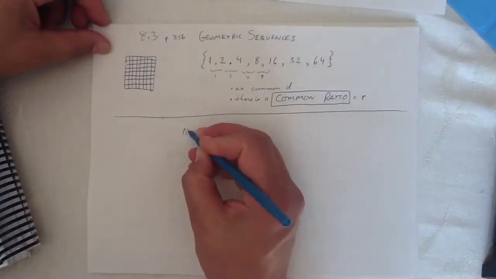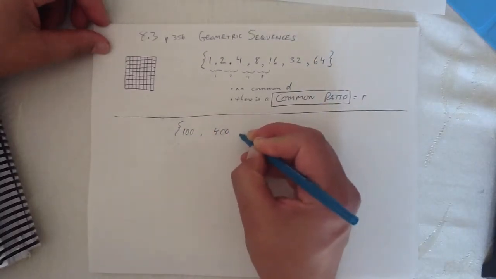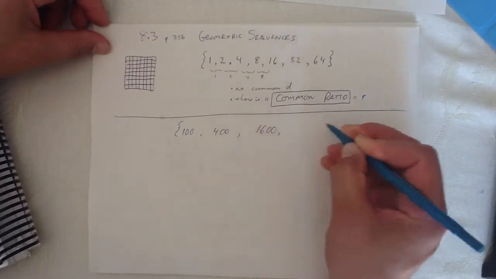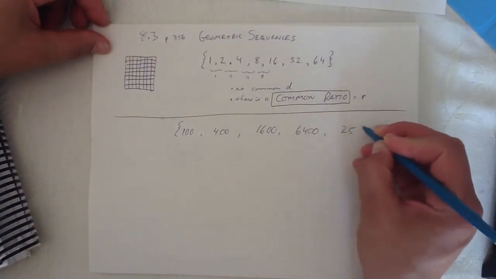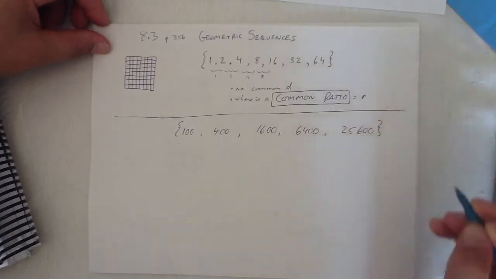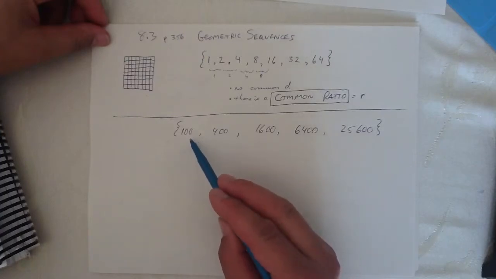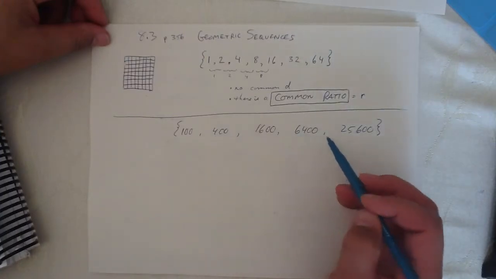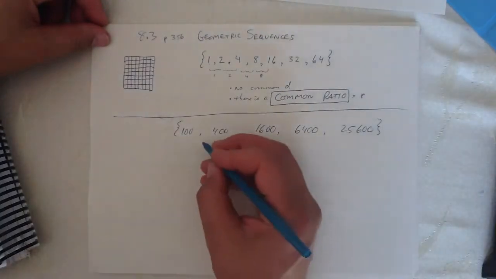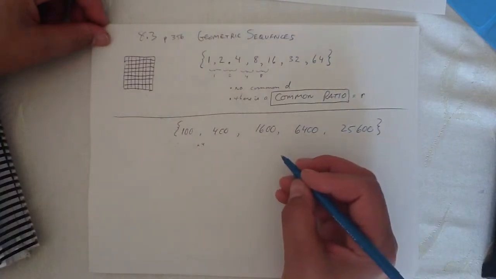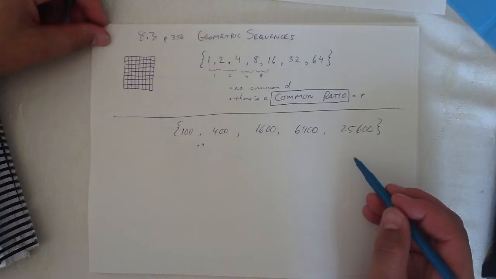Let's take this sequence here. We start with 100, 400, 1600, 6400, 25,600. We'll stop there. And as you can tell right here, that's the easiest place to tell, we're multiplying by 4 each time. So the common ratio here is 4, or R equals 4. So we went times 4 here. And then let's see if we can phrase this all in terms of A1.